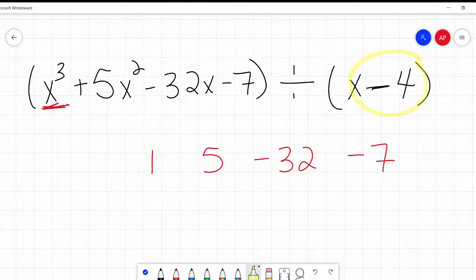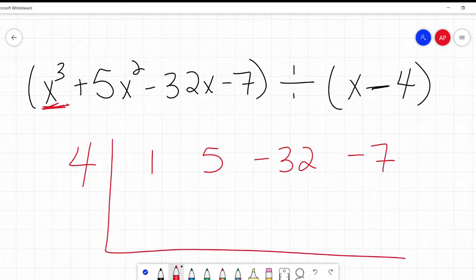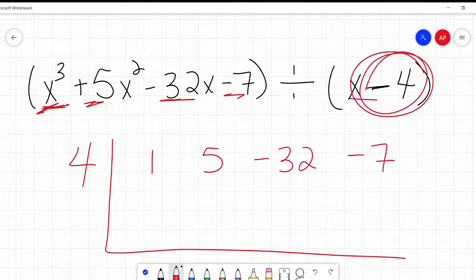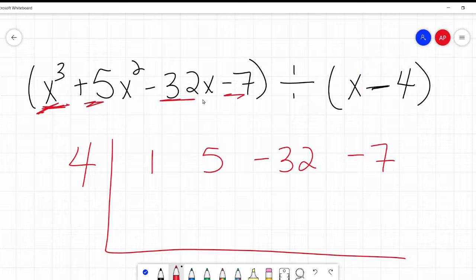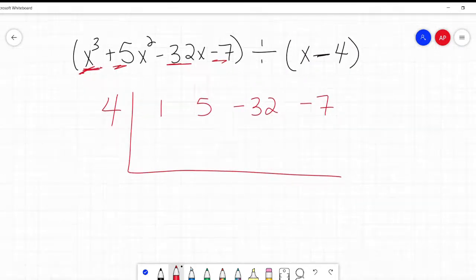Next, I'm going to look at this one. You're going to take this number and write its opposite. If it's negative, write positive. If it's positive, write negative. This is a negative 4, so I'm going to write positive 4. That's my setup. I just took all the coefficients and wrote them down there, and then I took my divisor, that number, and wrote the opposite of it over here. All right, now for the fun part.